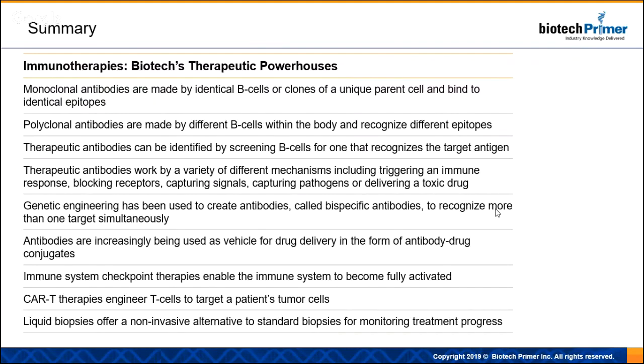Antibodies are increasingly being used to deliver toxic drugs in the form of antibody drug conjugates. Immune system checkpoint therapies enable the immune system, specifically T cells, to become fully activated even when a cancer cell is trying to shut them down. CAR T therapies engineer T cells to target a patient's tumor cells, and liquid biopsies offer a non-invasive alternative to standard biopsies for monitoring how all of these great new treatments are working in a patient.